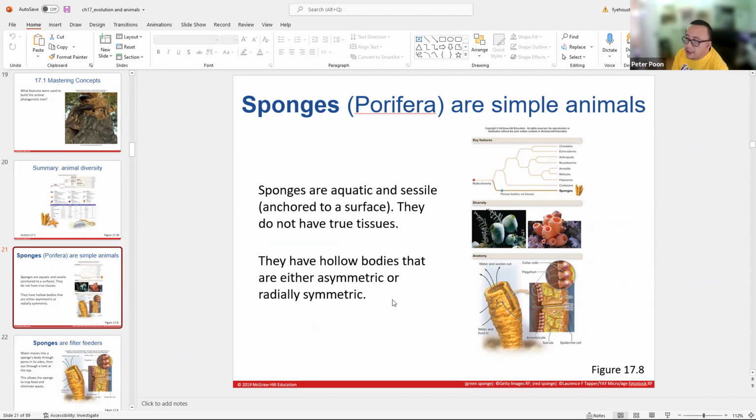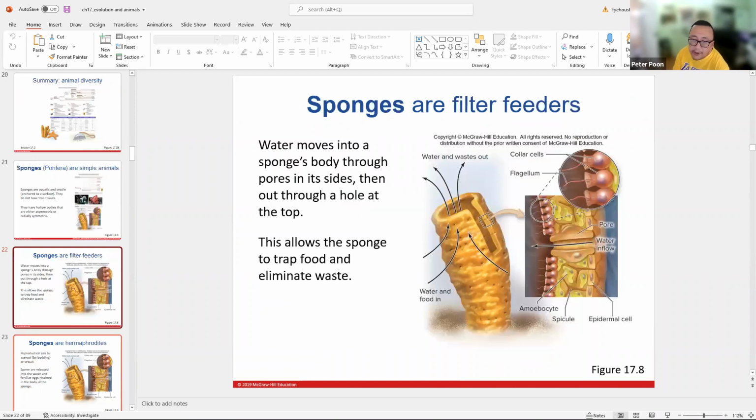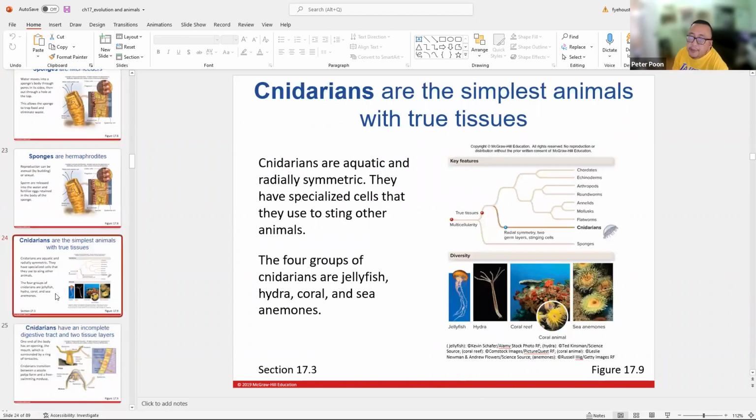Sponges are really simple animals. They look like sponges, and these are the baseline here, right? They have no true tissues. They're multicellular organisms, but all they are is basically a hollow circle in which water flows in, and whatever's in the water they eat. So they're filter feeders.